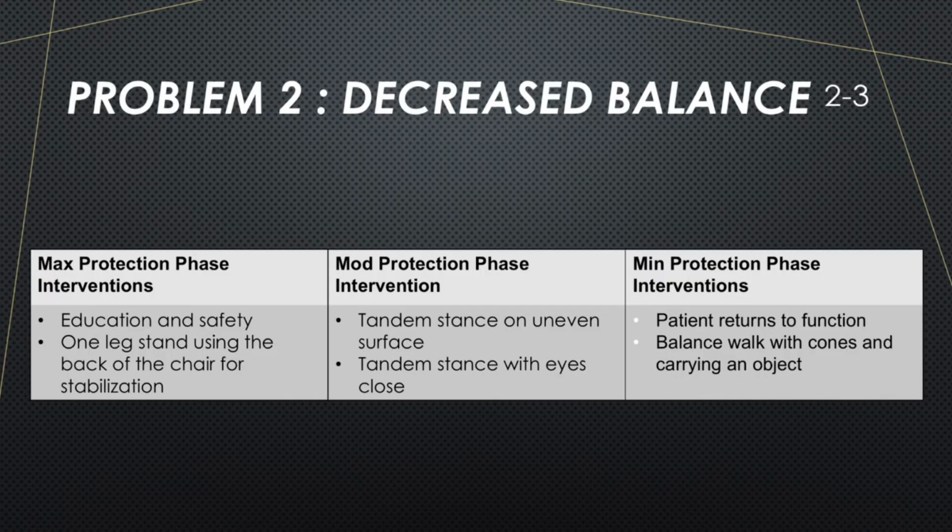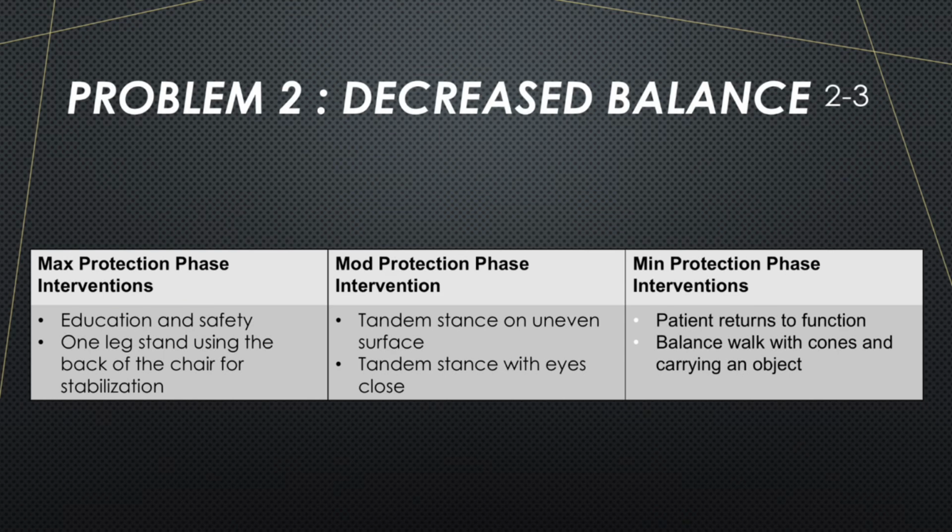The second problem we have is decreased balance. For the max protection phase, we also include education and safety for the patient. And we have the one leg stand using the back of the chair for stabilization. This one can improve your balance, coordination, and posture. This exercise also strengthens the muscles in your lower back and lower body as well, and it will also improve the body awareness of the position in space.